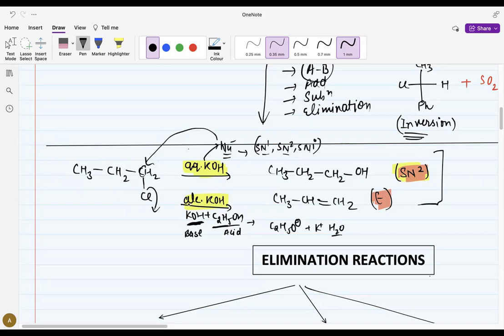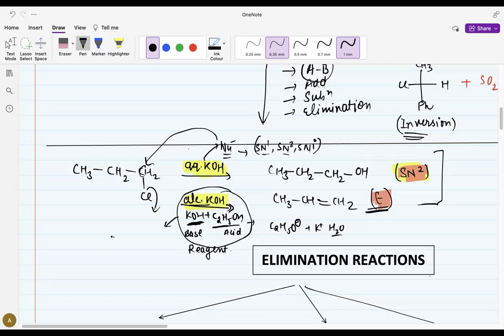So today we will study elimination reaction. Whenever we have alcoholic KOH written on the arrow as reagent, we will always prefer elimination reaction. So how does elimination happen?